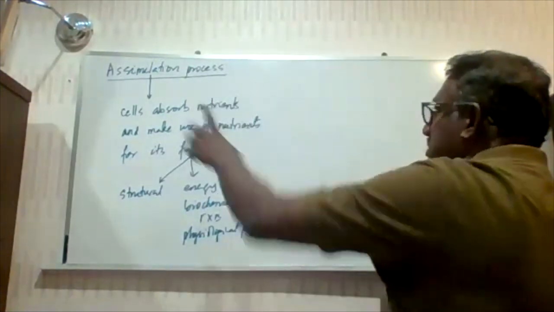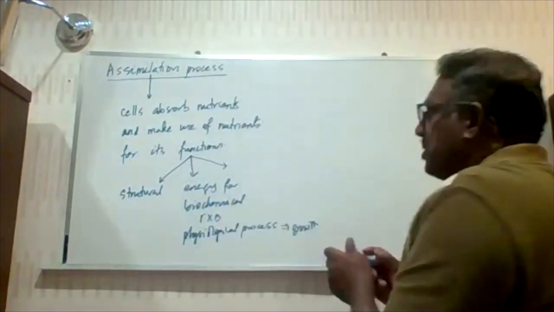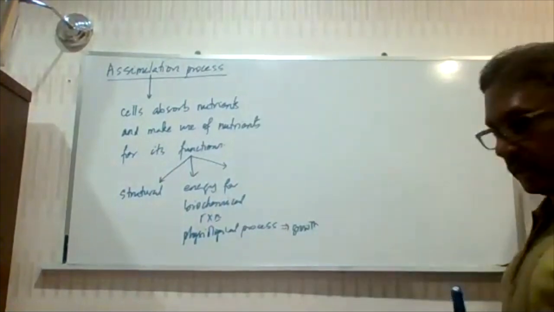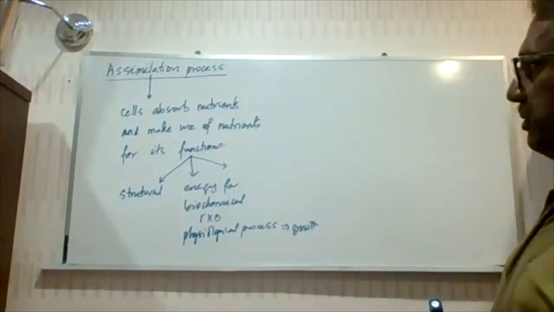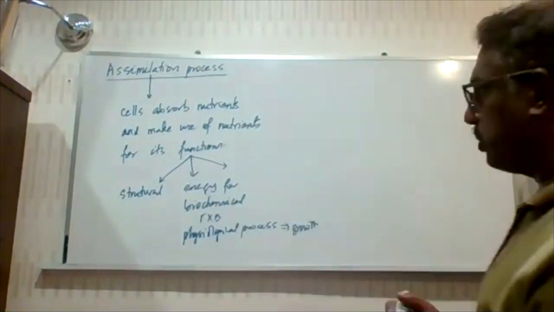So basically, how the cells make use of the nutrients they absorb, and any other biochemical processes. That is assimilation. All right, so you already got the understanding of assimilation. So now we fall back onto our absorption.